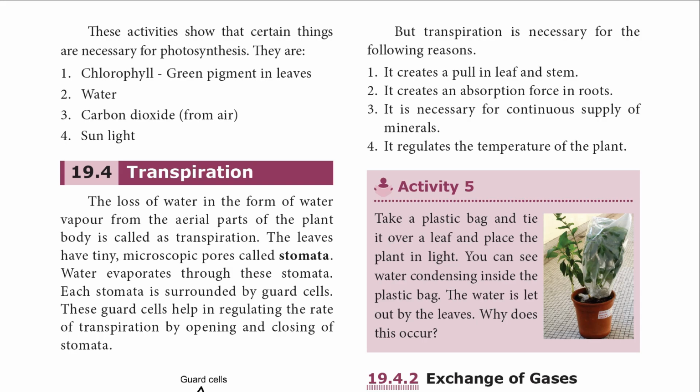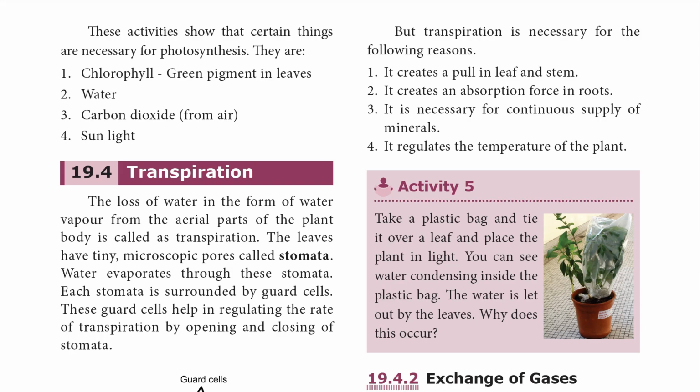Next we are going to learn about transpiration. What is transpiration? Transpiration can be defined as the loss of water through the aerial parts of the plant. So transpiration can be defined as the loss of water in the form of water vapor through the aerial parts of the plant. The leaves have tiny microscopic pores called stomata.